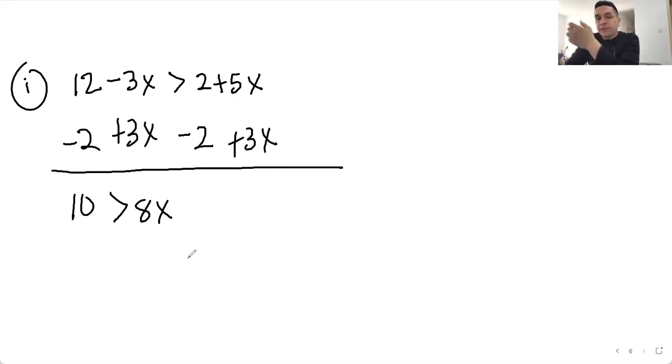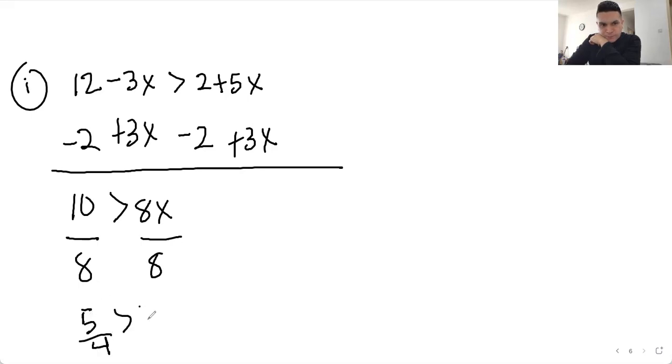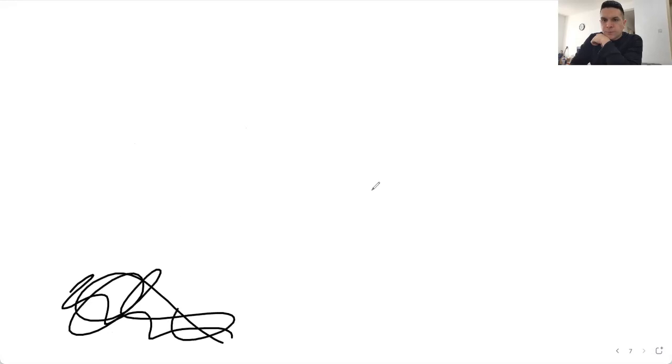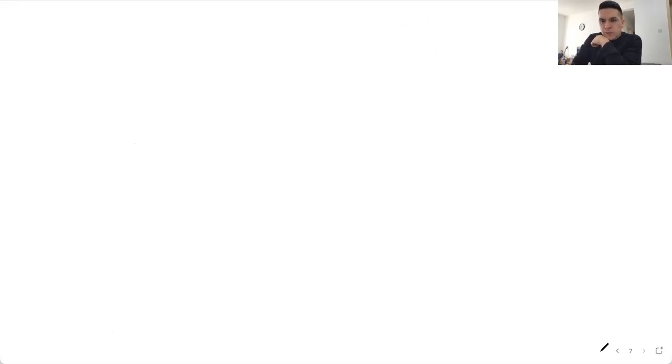Now I need to divide by 8 to isolate my x. And this becomes 5/4. X is greater than 5/4. All right. Nice. Let's do another one.